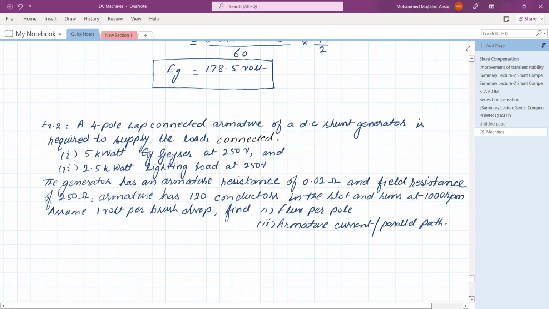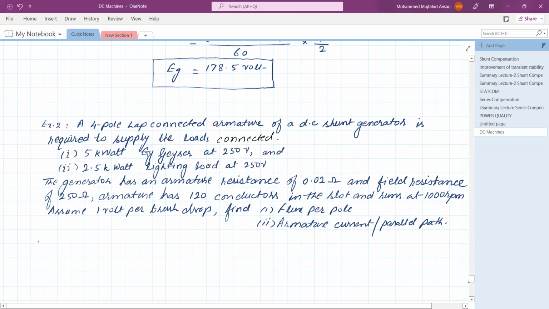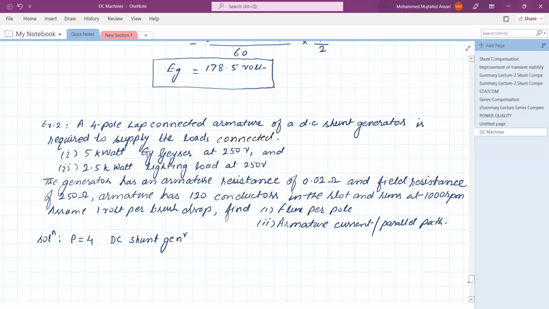So what are the given parameters? The given parameter is P equal to 4, meaning the number of poles is 4. It is a DC shunt generator, and it is very much necessary to know what type of generator it is. Now the armature is lap connected. When it is lap connected, the number of parallel paths is equal to the number of poles.